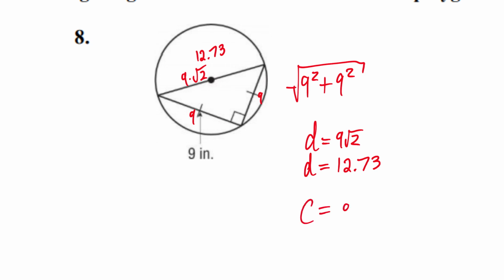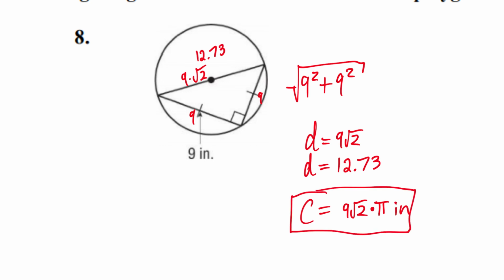Okay, so the circumference is going to be the diameter times pi. This is inches. So the exact way to write it would be 9 square root of 2 times pi inches, because the diameter is exactly 9 square root of 2, and the circumference is the diameter times pi.